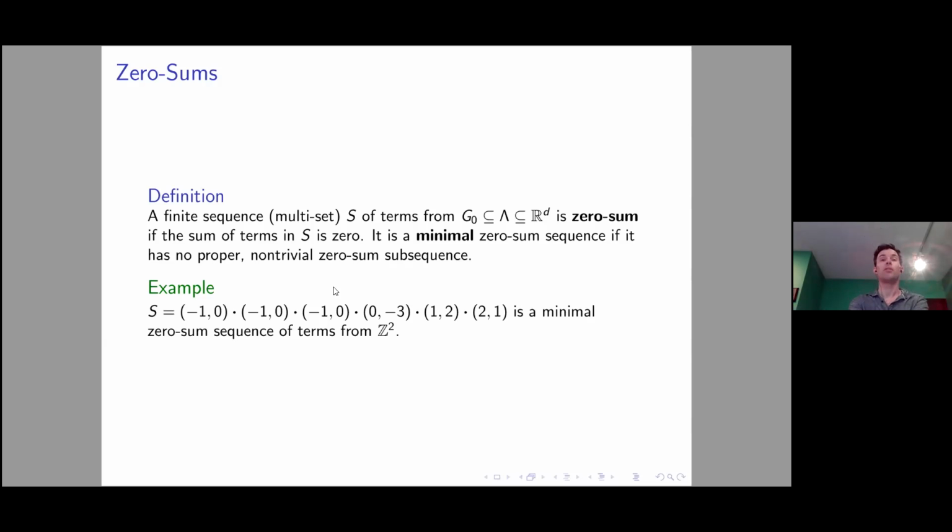So here's a simple example of a sequence of terms from Z squared. Here I've written the sequence multiplicatively. So it's a multiplicative string. So the terms of the sequence are (-1, 0) with multiplicity 3. And we have this term (0, -3) with multiplicity 1, (1, 2) with multiplicity 1, and (2, 1) with multiplicity 1. And this use of a multiplicative string to represent our unordered sequence is handy, particularly later when we start seeing how this ties into some algebraic applications. But right now, all we really have is a collection of points with multiplicities living inside Z squared. And if you add up the coordinates, you'll see you really do get 0.